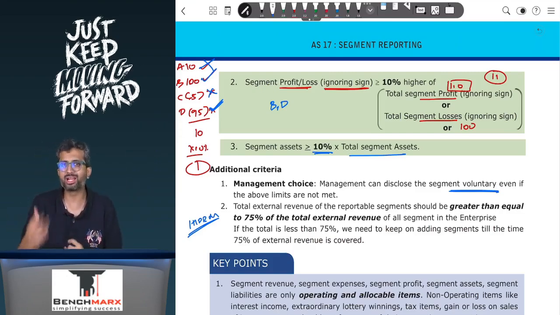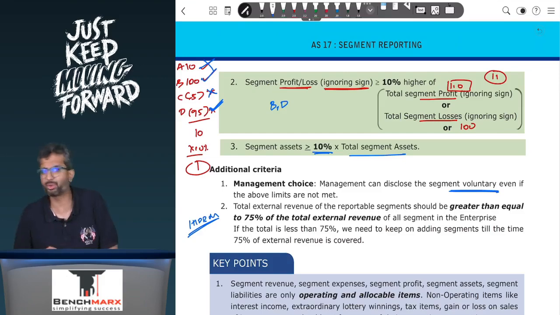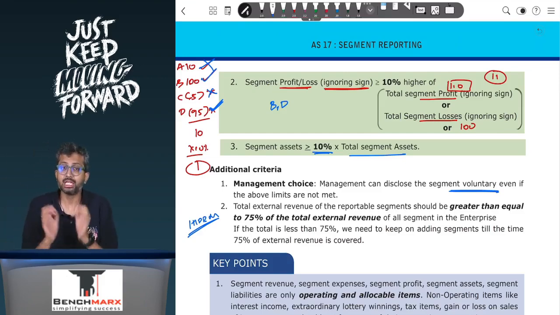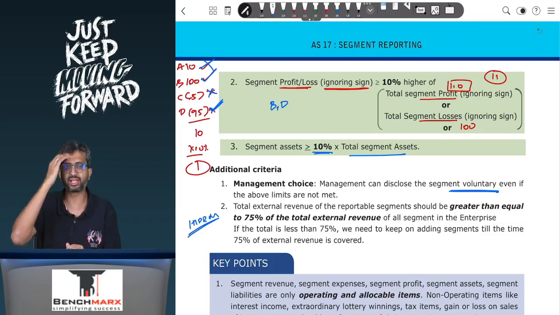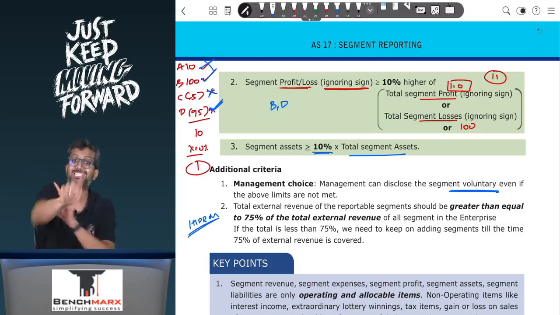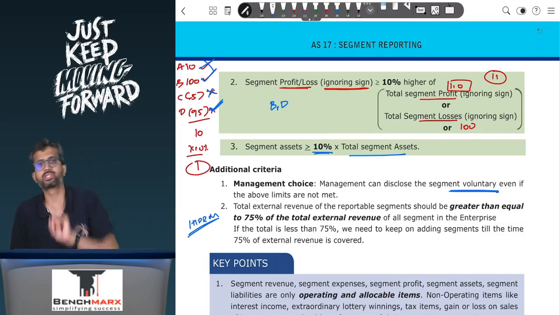Because for a reader to make a decision looking at the segment report, that segment report has to be conclusive, it has to be exhaustive. Now if your segment is covering only 5, 10, 15, 20% and everything else is shown in others, that segment report is not as meaningful. And hence, there will be a hidden adjustment: at the end of every question, if required, you will see whether your selected segment, that is B and D's external revenue, covers 75% of the total external revenue.